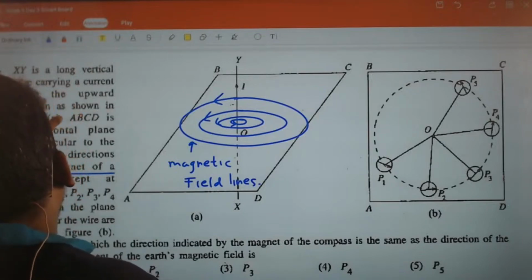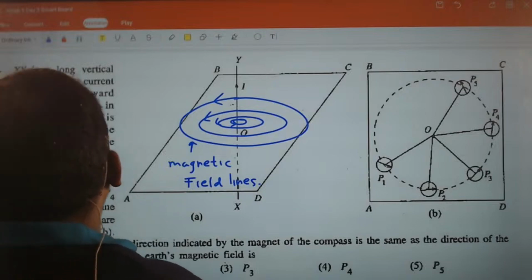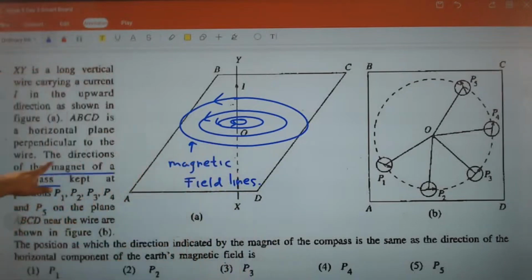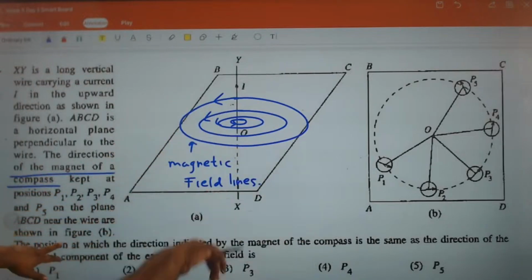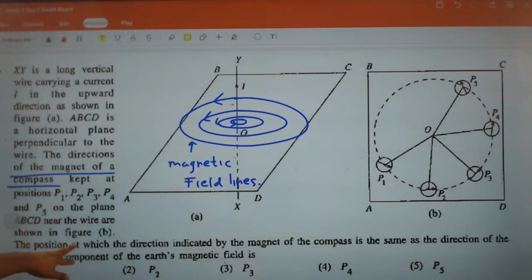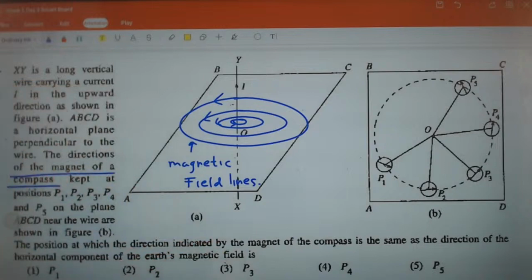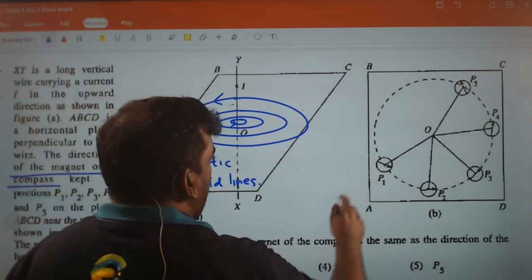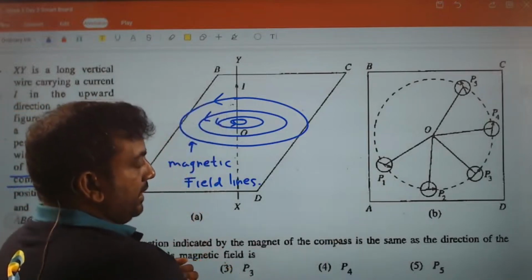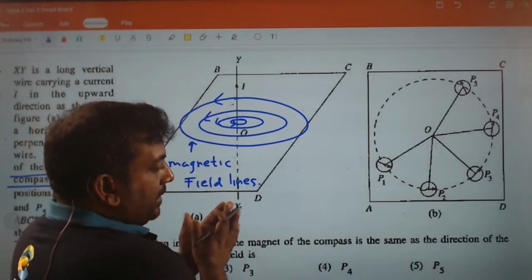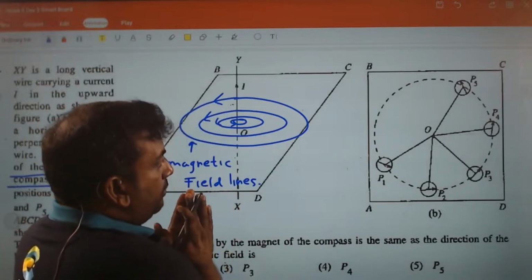So XY is a long vertical wire, with directions shown in the horizontal plane ABCD. Magnetic compasses are kept in positions P1, P2, P3, P4, P5 in the plane ABCD of the wire, right? The position at which the direction indicated by the magnetic compass is the same as the direction of the horizontal component of the Earth's field, right? So which location is it parallel to the Earth's magnetic field? Now be careful.